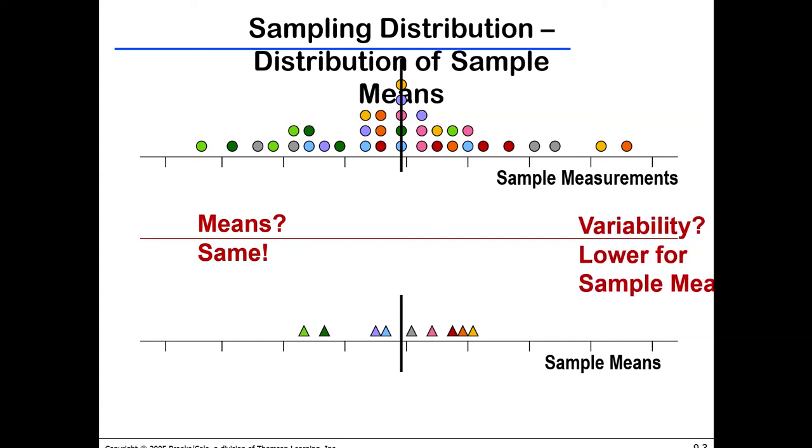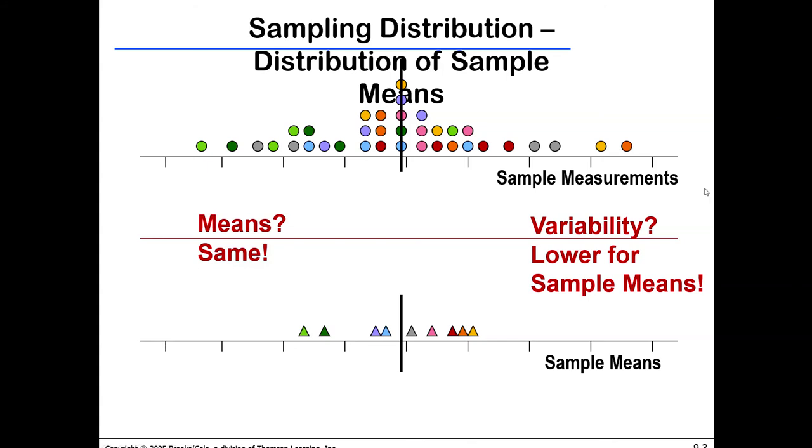How about the variability? Well, variability is the measure of the spread, correct? We discussed that. The higher the spread to the right and to the left, the higher the variability. You can see that the spread is much larger on the top than it is on the bottom, right? So therefore, variability is lower for the sampling distribution, okay? And so here are roughly the boundaries of my population distribution. Here are the boundaries of my sampling distribution. So I can see that the sampling distribution is more compact.